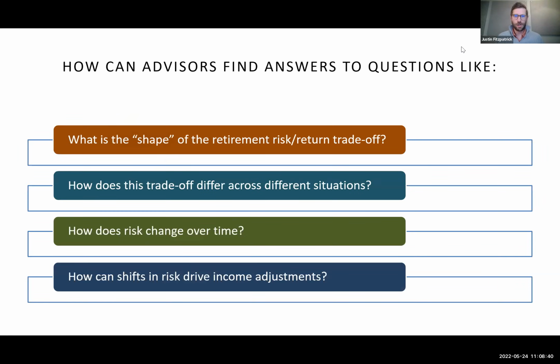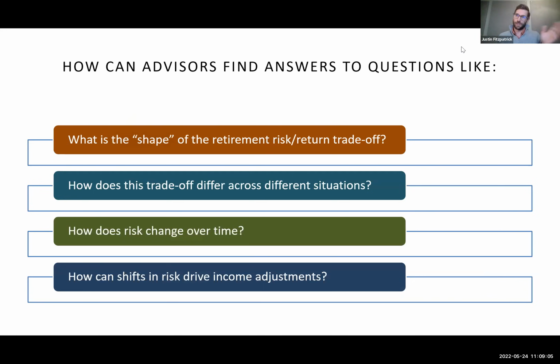Understanding this risk return trade-off can help us discuss or answer questions like these. So what's the shape of that risk return trade-off? Are there big changes in risk as I change my income, or are they small? Are they always roughly the same trade-off, or are things different depending on the risk level that I'm at? How does this trade-off differ across situations?